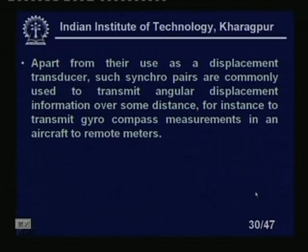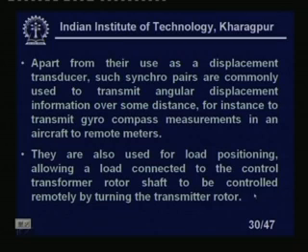Apart from their use as a displacement transducer, such synchro pairs are commonly used to transmit angular displacement information over some distance, for instance to transmit gyro compass measurements in an aircraft to remote meters. That is another use of the synchro transmitter. They are also used for load positioning, allowing a load connected to the control transformer rotor shaft to be controlled remotely by turning the transmitter rotor. Whatever rotary angles I give to the transmitter will be followed by the control transformer.